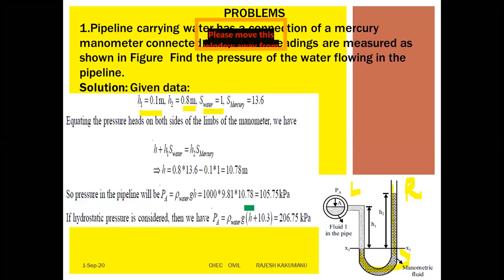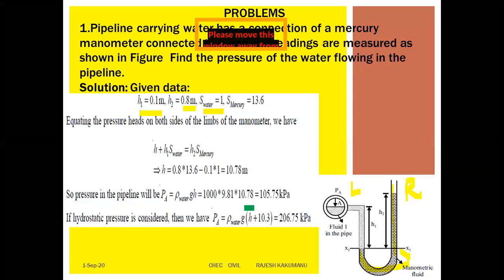Now see the first example problem. The right limb of a simple U-tube manometer containing mercury is open to the atmosphere. Here the black color is mercury. This one is the right side, and this one is the left side.